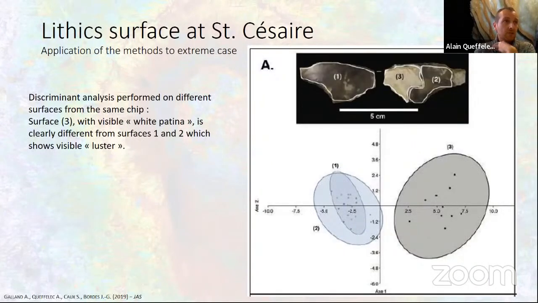We applied the same methodology to study the archaeological site of Saint-Césaire, which is a site well known to have, in some layers, very different patinas on the flint artifacts. As you can see on the right, we first tried on objects showing on different scars very different macroscopic surfaces. This discriminant analysis shows that the method performs well at separating these visibly different aspects.